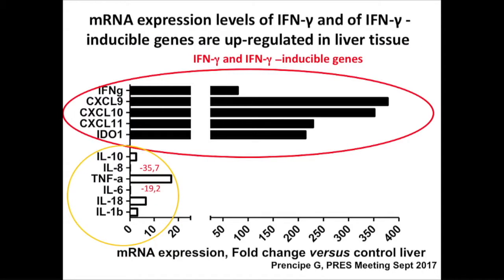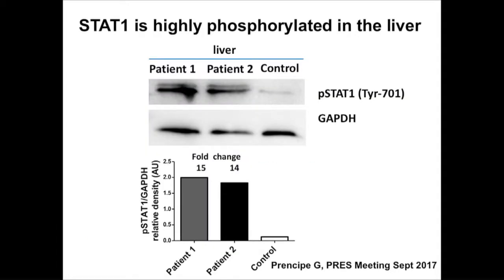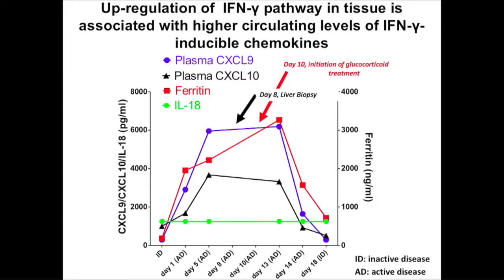And again, there is a break in the scale. The overexpression of the interferon gamma-related genes was incredibly high compared to the other standard inflammatory genes. And this was without any treatment. Both patients had phospho-STAT1 hyperphosphorylated in the liver. And this is our patient in Rome, in which we had the chance to track CXCL9, CXCL10, ferritin, and IL-18 before and during the episodes.